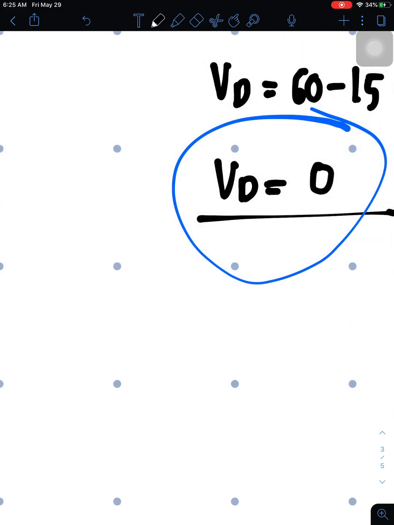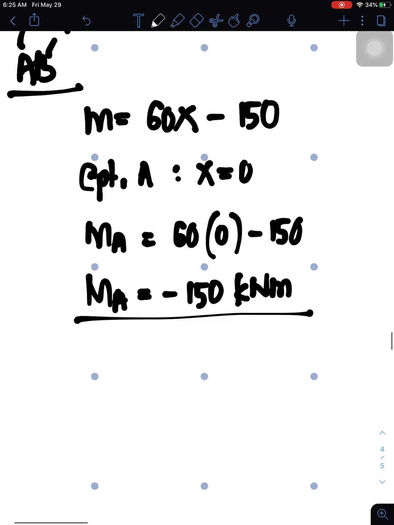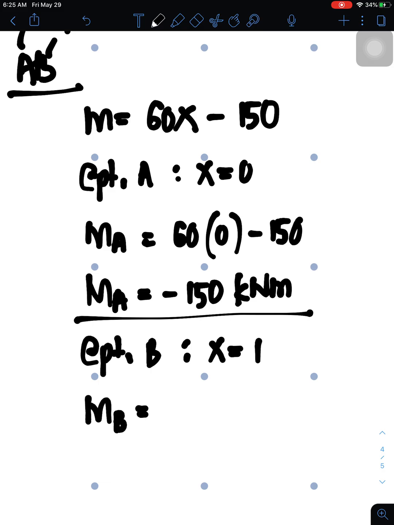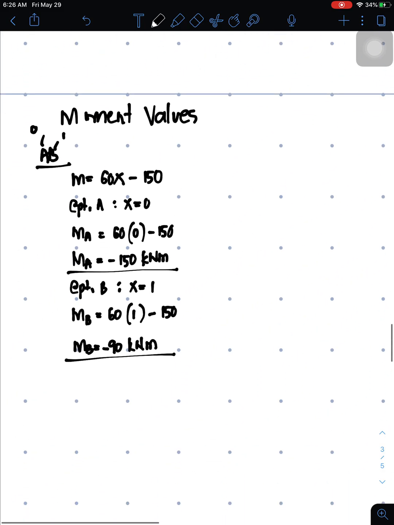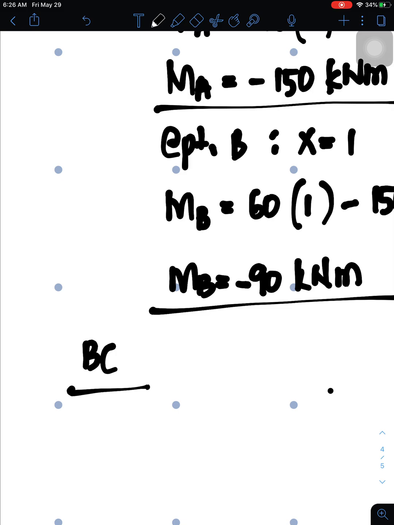Next, we are in at point B. X is 1 meter. So MB is 60 times 1 minus 150. So MB is 60 times 1 is 60 minus 150. This is positive 90. No, negative 90. So negative 90 kilonewtons meter. Okay, proceed na with segment BC.